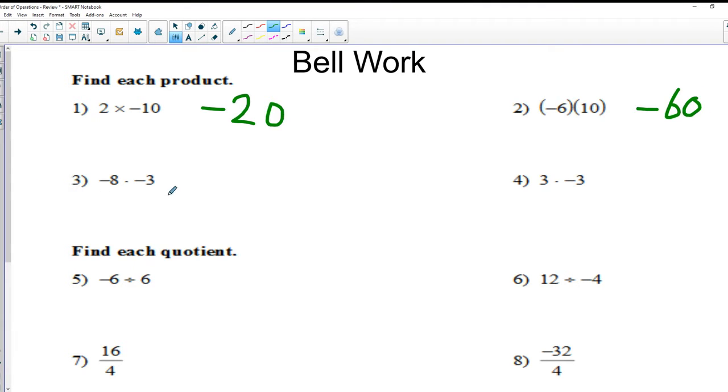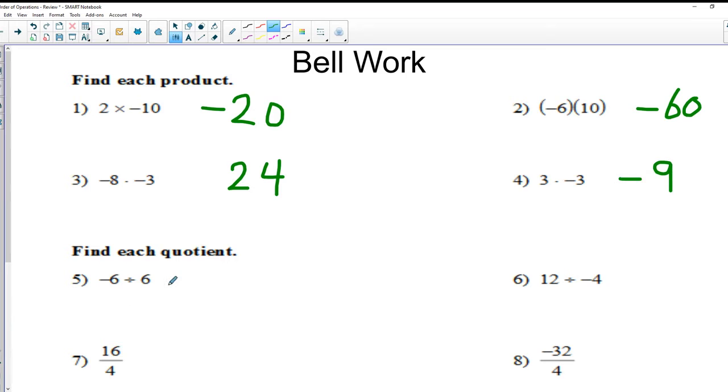Oh, here we have the same sign. Negative times a negative, we know that's a positive. And 8 times 3 is 24. We remember that from our times tables. 3 times negative 3, that's going to be a negative answer. 3 times 3 is 9.